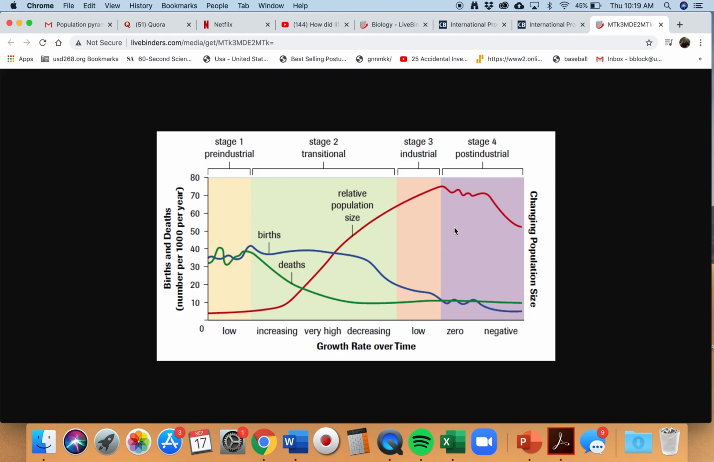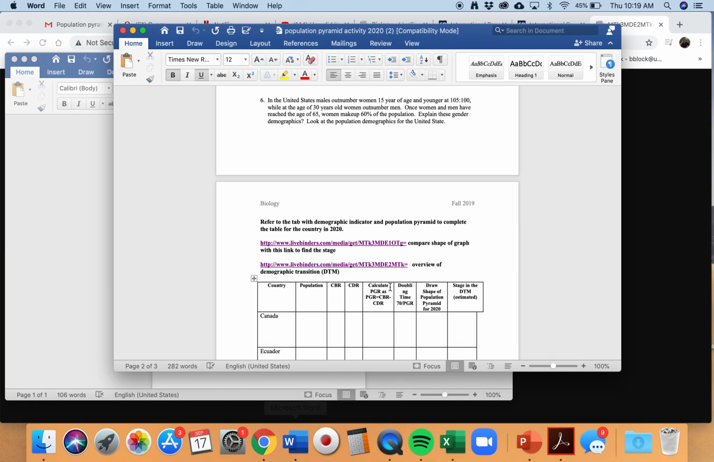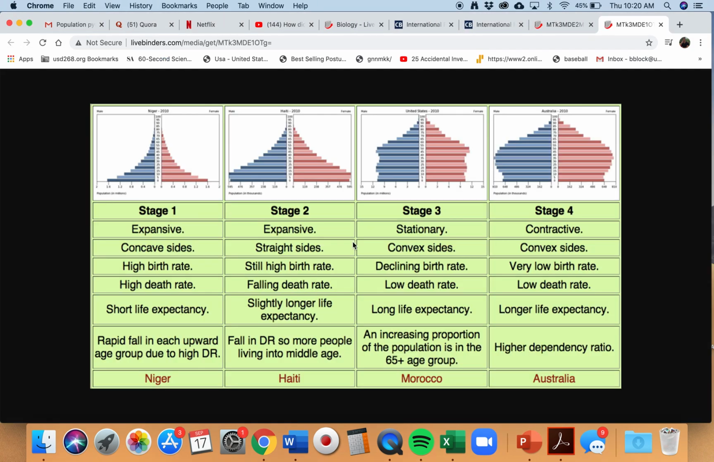Okay, so if we look at this here, it shows you the 4 stages, and you can look at it and you'd probably say Canada looks like it's in stage 3. They're an industrialized society. They're in stage 3. They're not quite post-industrialized like this. So that is what you're doing on that assignment.